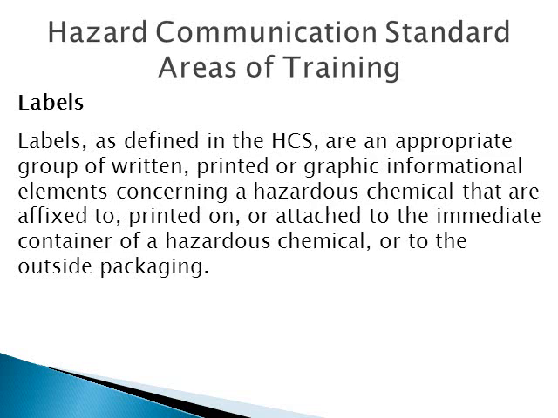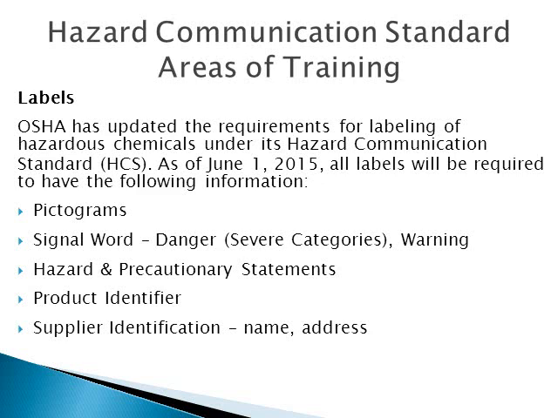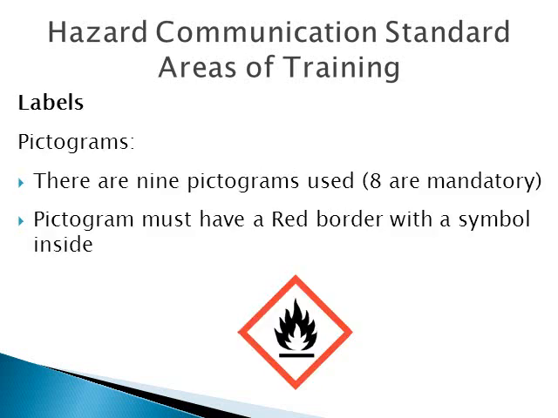Labels are defined by the Hazard Communication Standard as the printed or graphic information concerning the hazardous chemical that is printed or attached to the chemical container or to the outside packaging. By June 1st, 2015, all labels are required to have the following information: a pictogram, a signal word that discloses if the chemical is in the danger or the warning category, hazard or precautionary statements, a product identifier, and the supplier identification.